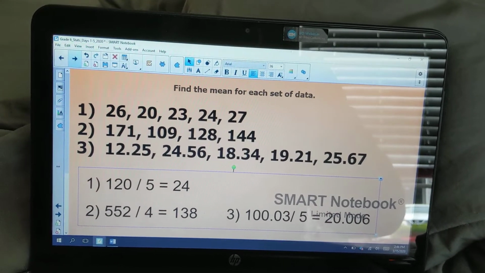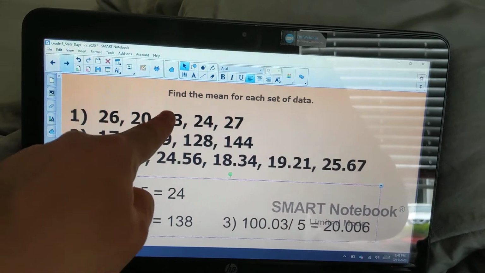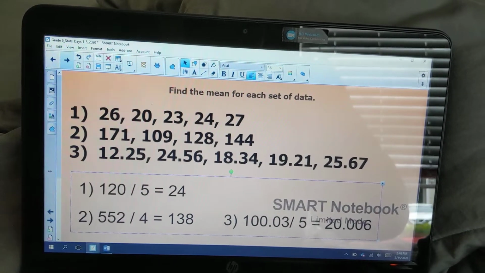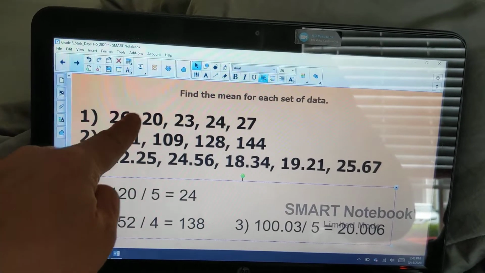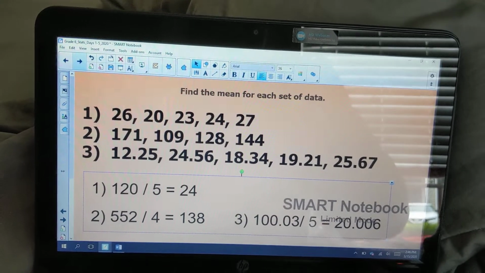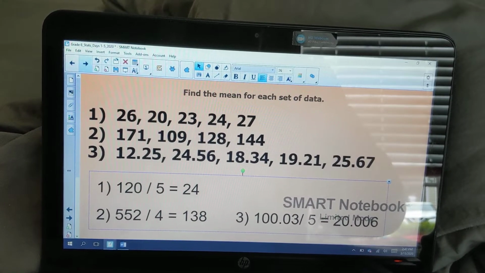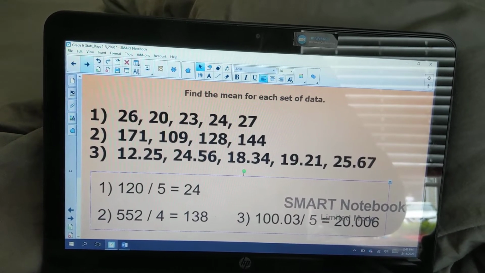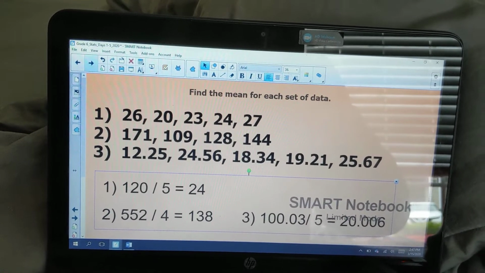To find the mean of the first data set, we added those 5 numbers up, and when you add those 5 numbers, you get a total of 120. 120 divided by 5, because there are 1, 2, 3, 4, 5 numbers in this data set, gives you an average of 24. The second set, we add those 4 numbers up, and it is a sum of 552 divided by 4 gives us 138.